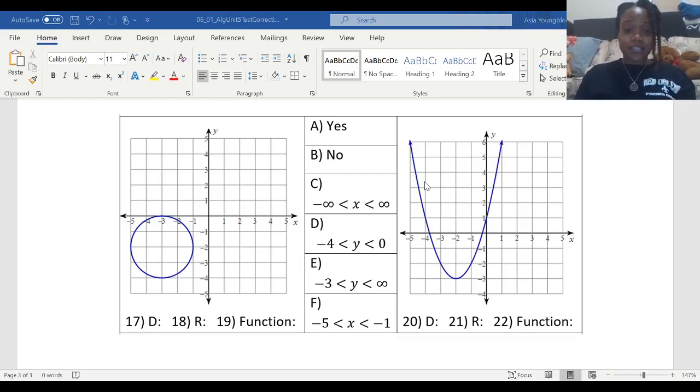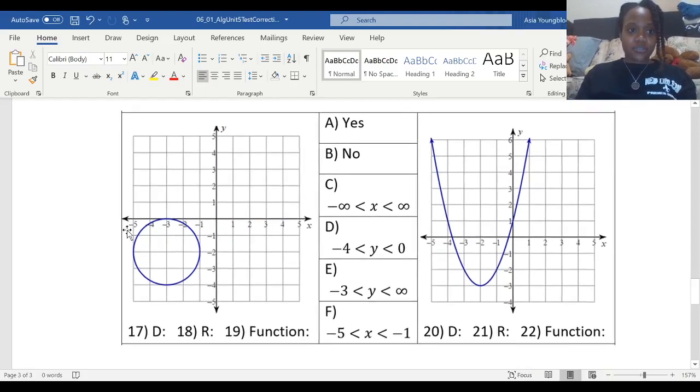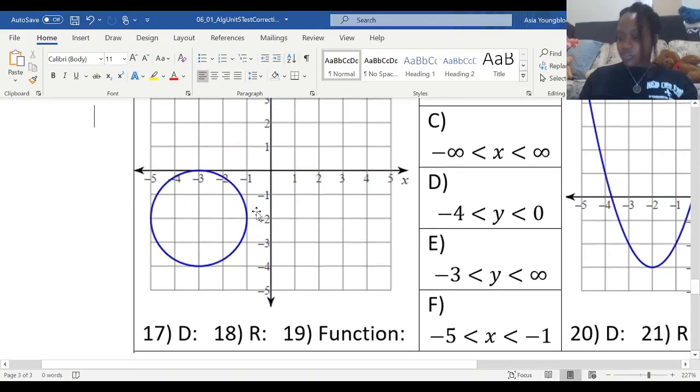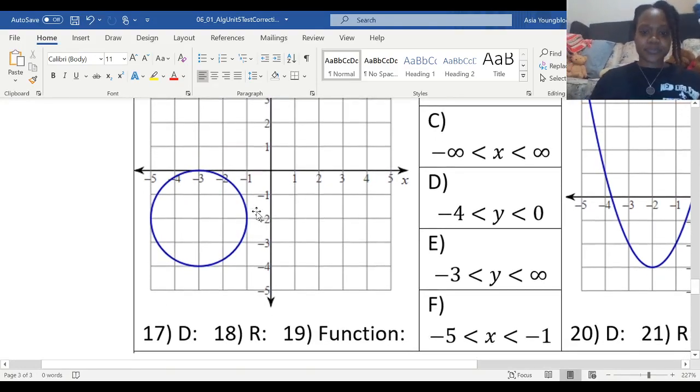In this portion of the test, we are asked to interpret the domain, range, and whether or not the graphs represent functions. So we're analyzing the domain, range, and whether a graph represents a function. So for number 17, we're asked to find the domain for this graph, which is a circle. As you can see, the circle extends a certain amount left and right on the x-axis and extends a certain amount up and down on the y-axis. The domain is talking about the x values, so we're really going to be looking at how far left and right does this circle extend on the x-axis.